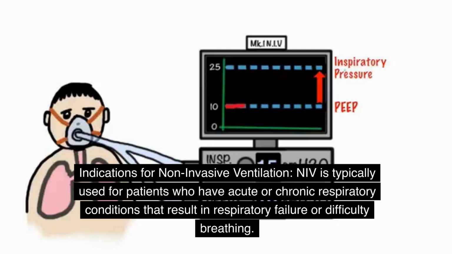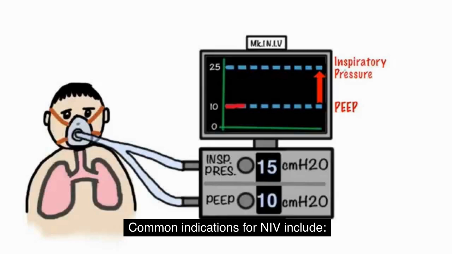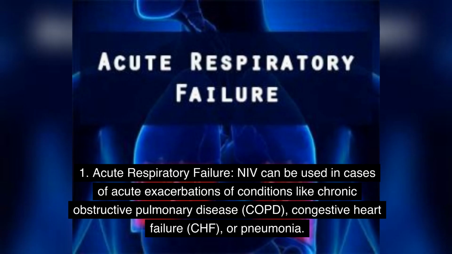Indications for non-invasive ventilation. NIV is typically used for patients who have acute or chronic respiratory conditions that result in respiratory failure or difficulty breathing. Common indications for NIV include: 1. Acute respiratory failure. NIV can be used in cases of acute exacerbations of conditions like chronic obstructive pulmonary disease, COPD, congestive heart failure, CHF, or pneumonia.